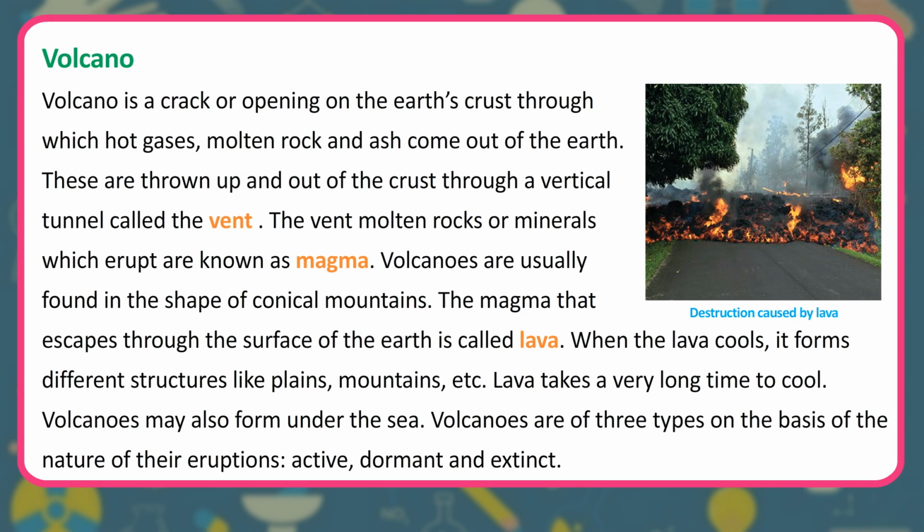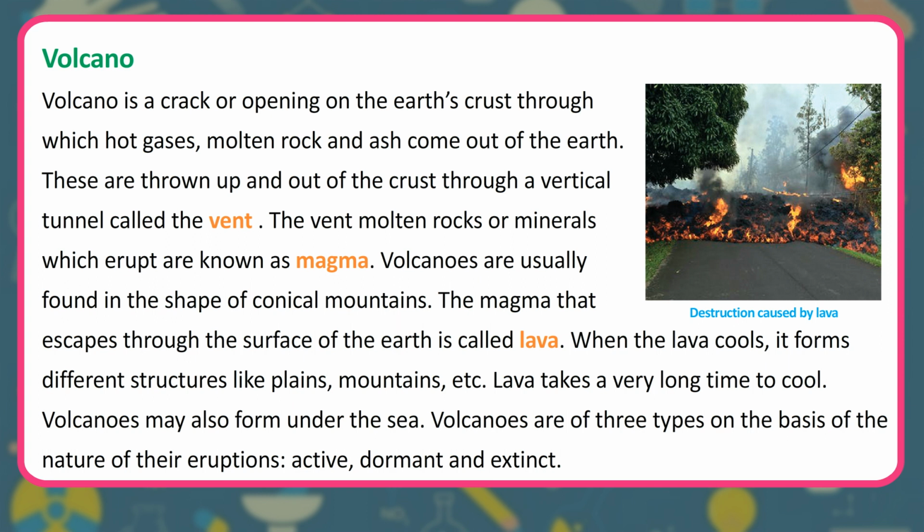Volcano. A volcano is a crack or opening on the Earth's crust through which hot gases, molten rock and ash come out of the Earth. These are thrown up and out of the crust through a vertical tunnel called the vent. The molten rocks or minerals which erupt are known as magma. Volcanoes are usually found in the shape of conical mountains. The magma that escapes through the surface of the Earth is called lava. When the lava cools, it forms different structures like plains, mountains, etc.